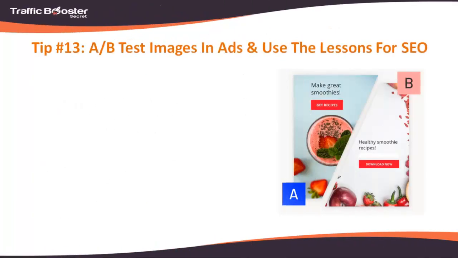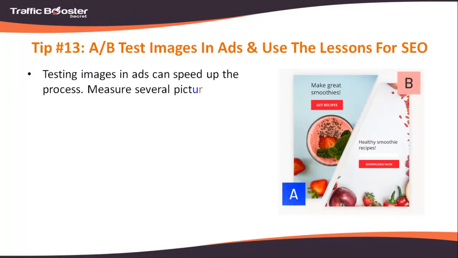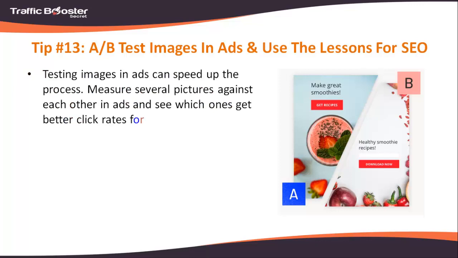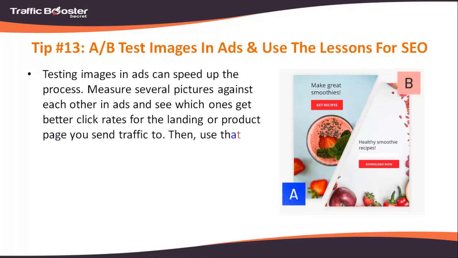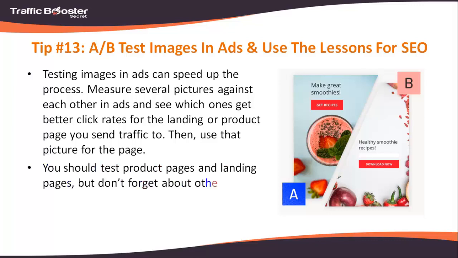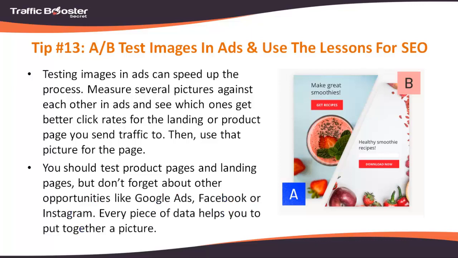Tip number 13. A/B test images in ads and use the lessons for SEO. Testing images in ads can speed up the process. Measure several pictures against each other in ads and see which one gets better click rates for the landing or product page you send traffic to. Then use that picture for the page. You should test product pages and landing pages, but don't forget about other opportunities like Google Ads, Facebook, or Instagram. Every piece of data helps you to put together a picture.